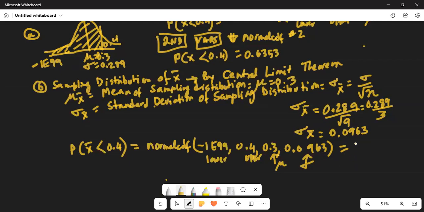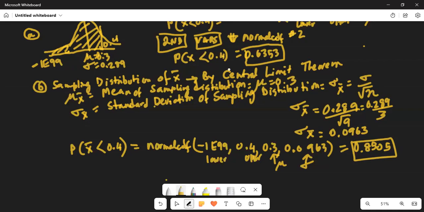And then we go down to paste and hit enter twice. And this is 0.8505. So this is totally different from the previous answer, which was 0.6353. Why, you ask? This is the answer because the normal distribution curve has become narrower now. The standard deviation is only 1/3 of the previous standard deviation.